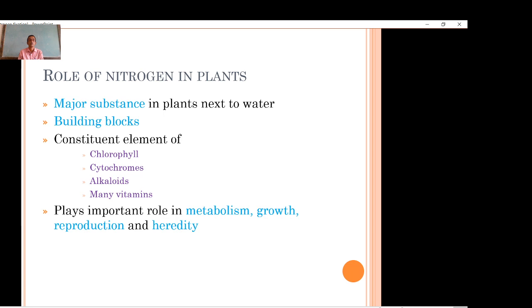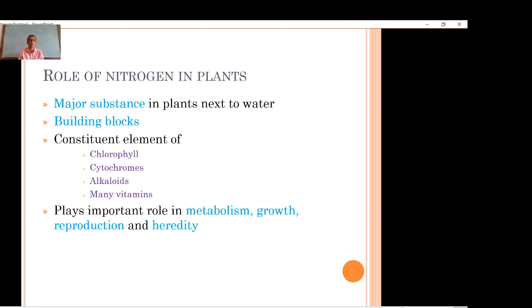We know that the cell wall, cell membrane, all the cell organelles, all the parts of the cell are generally made up of lipids and proteins. And we know that protein is made up of amino acids, and amino acids contain nitrogen. It means nitrogen is directly responsible for the structure of the cell. It is a building block of the plant body.